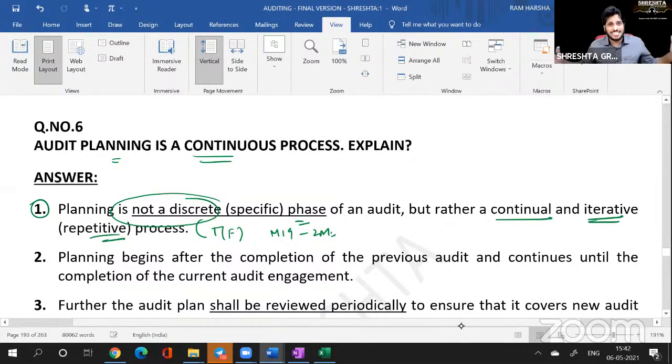Planning is not discrete. It's not a separate phase. Initially we develop a plan. Does it mean we keep it as it is? While we are conducting the audit, we will be updating the plan regularly. So planning is not a discrete phase, but a continual and iterative process.